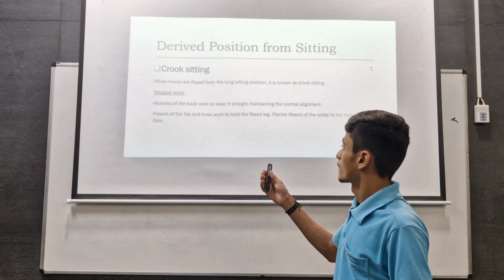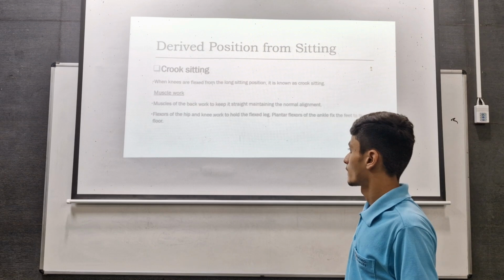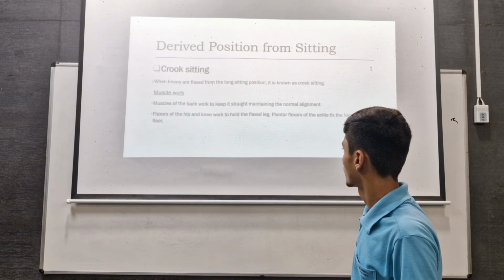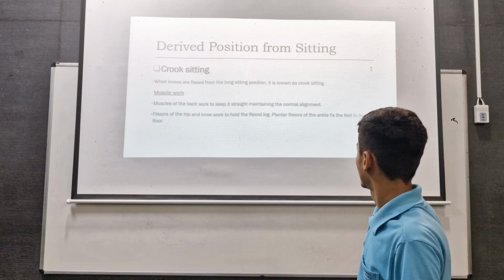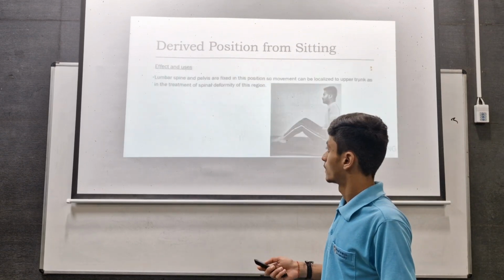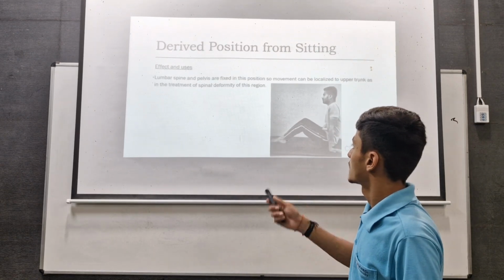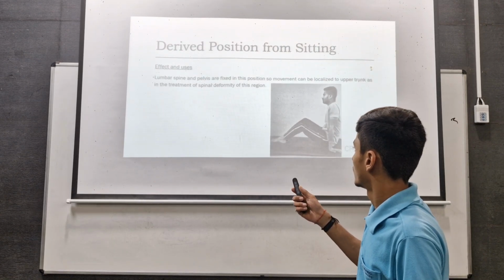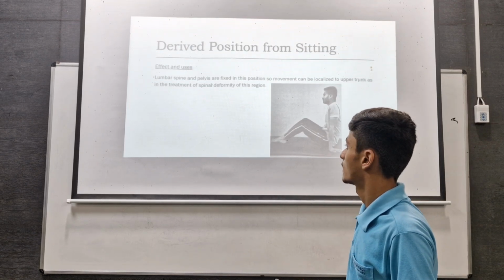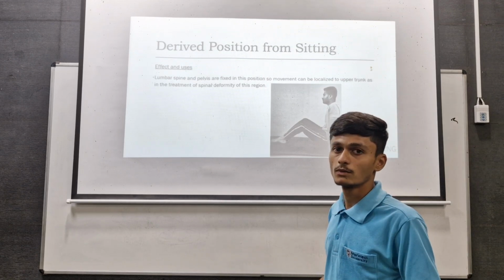Now muscle work. Muscles of the back work to keep it straight and maintain the normal alignment. Flexors of the hip and knee work to hold the flexed leg. Plantar flexion of the ankle fixes the feet to the floor. Now effects and uses of crook sitting. The lumbar spine and the pelvis are fixed in this position so the movement can be localized to the upper trunk, as in the treatment of spinal deformity of this region.